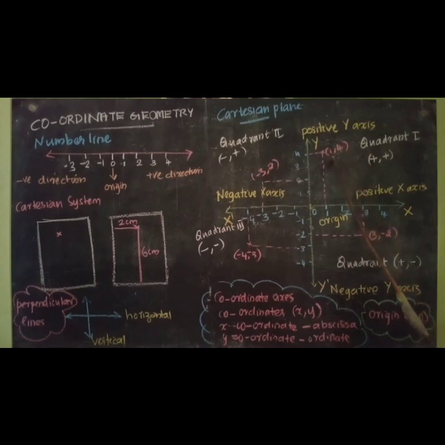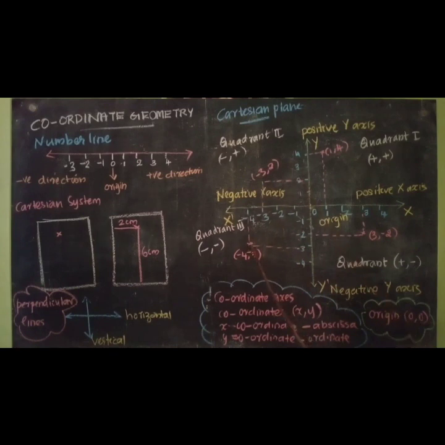So x coordinate is the distance from y-axis along x-axis. Y coordinate is the distance from x-axis along y-axis. So first point is 1 and second point is 4. Here you can see one more point. This is the position. You can see first point x is -3 and the second point is 2.